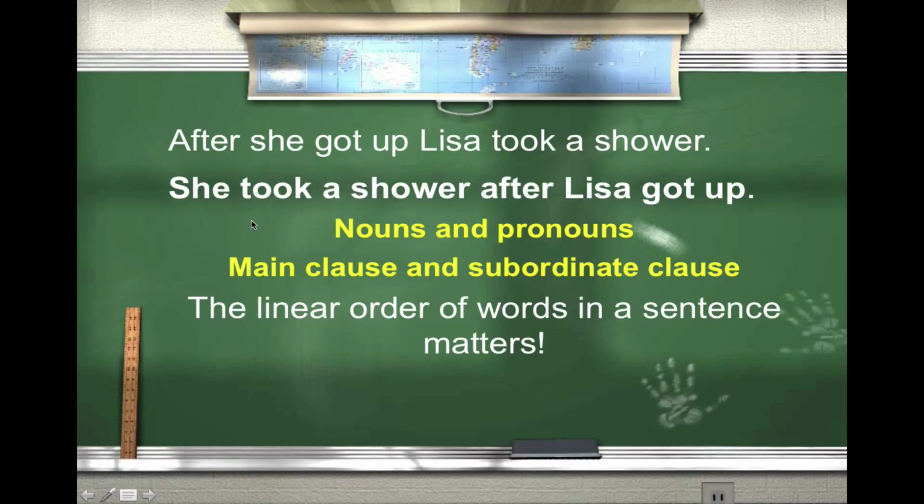Here's what matters. In this case here, she is mentioned first and Lisa is in a subordinate clause. That makes us believe in English that she and Lisa are not the same person. Here, she is in the subordinate clause and Lisa is in the main clause. So nouns and pronouns matter and main clause and subordinate clause matters.